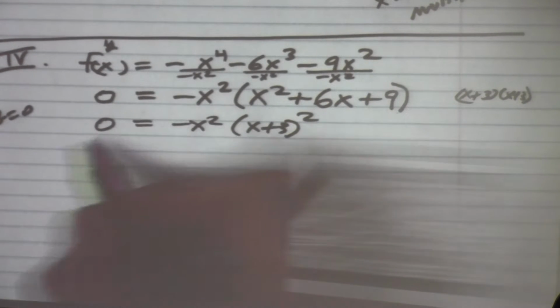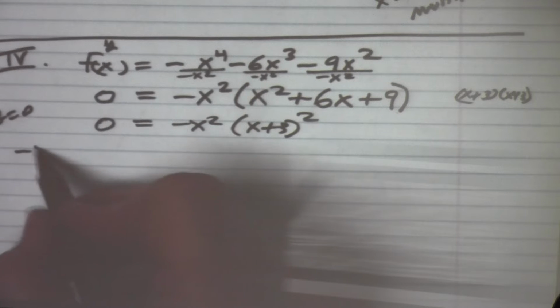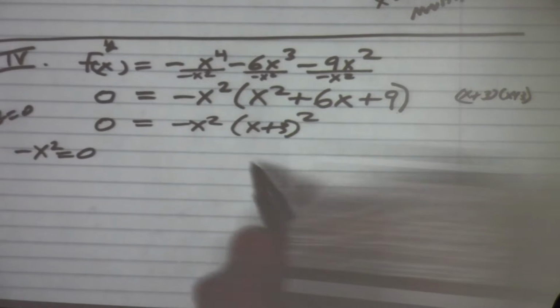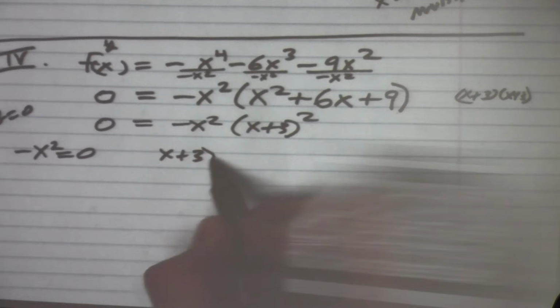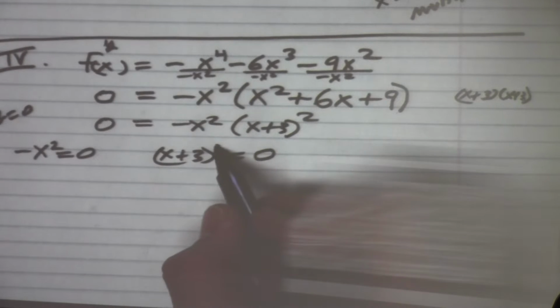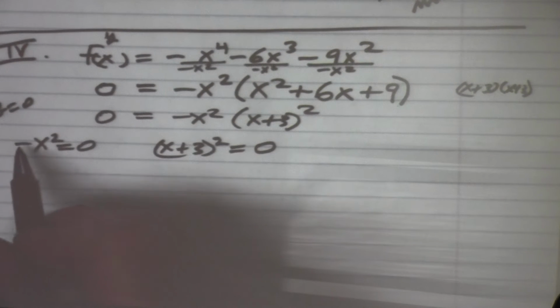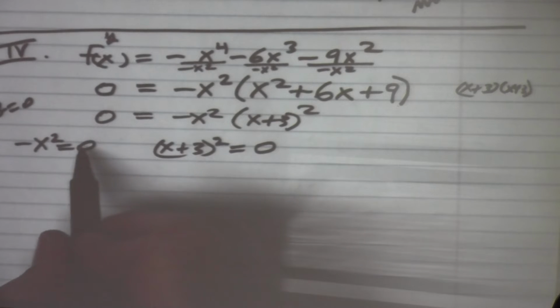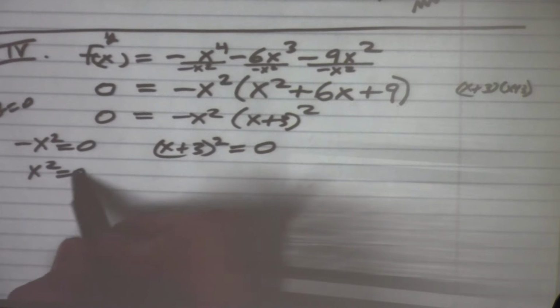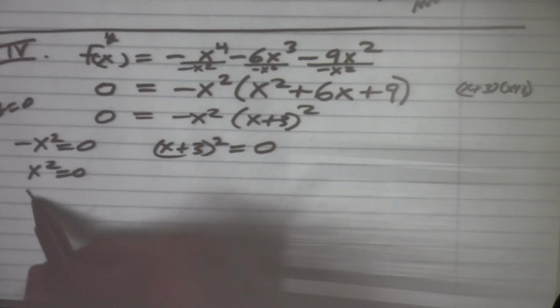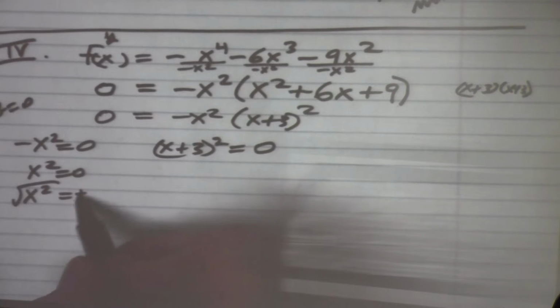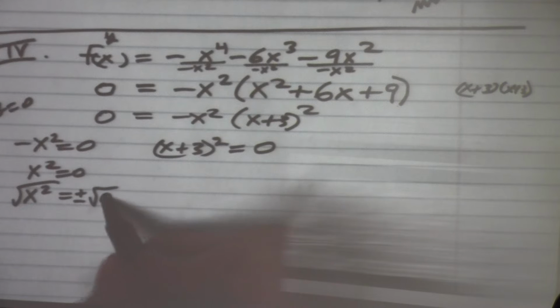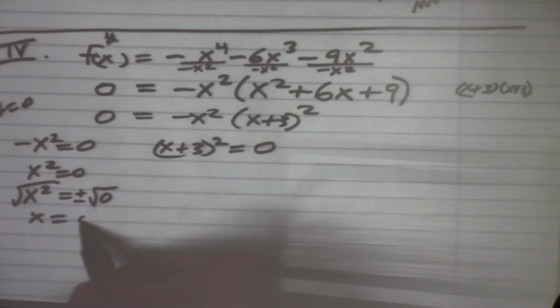So negative x squared will be equal to 0. I'll do negative x squared is equal to 0, and x plus 3 squared is equal to 0. Well, here, when I divide by negative 1, I get x squared is equal to 0. And when I take the square root of both, I get the square root of x squared is equal to plus or minus the square root of 0. Well, that's x is equal to 0.